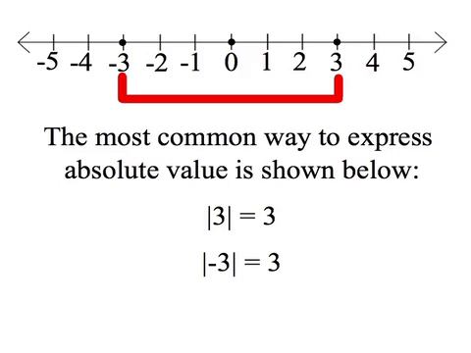The most common way to express absolute value is shown below. The first equation is read, the absolute value of 3 is equal to 3, and the second equation is read, the absolute value of -3 is equal to 3. I know of no special name for those symbols. They're vertical lines, one on the left and one on the right. I just call them absolute value symbols.